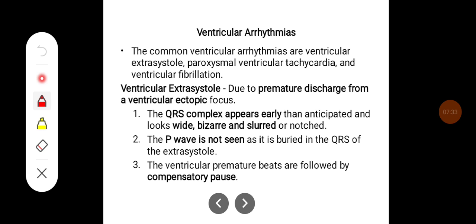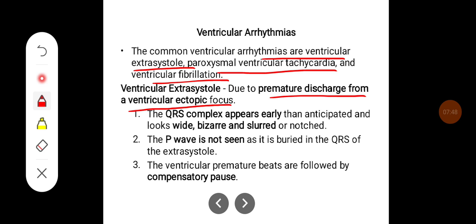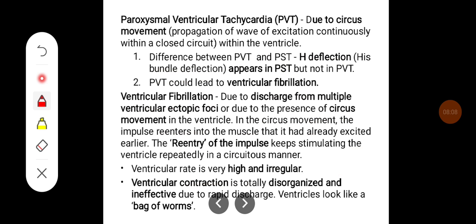Coming to ventricular arrhythmias, common ventricular arrhythmias are ventricular extrasystole, paroxysmal ventricular tachycardia, and ventricular fibrillation. Ventricular extrasystole is due to premature discharge from a ventricular ectopic focus. The QRS complex here appears earlier than anticipated and looks wide, bizarre, and slurred or notched. P wave is not seen as it is buried in the QRS of the extrasystole. Ventricular premature beats are followed by a compensatory pause.